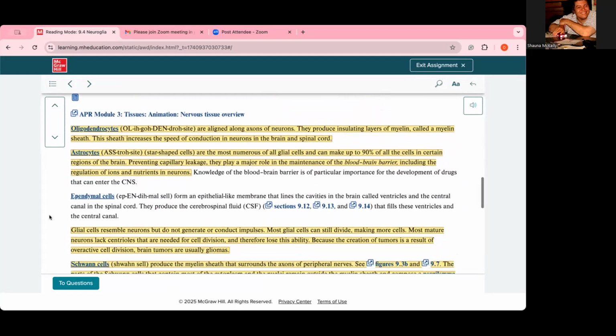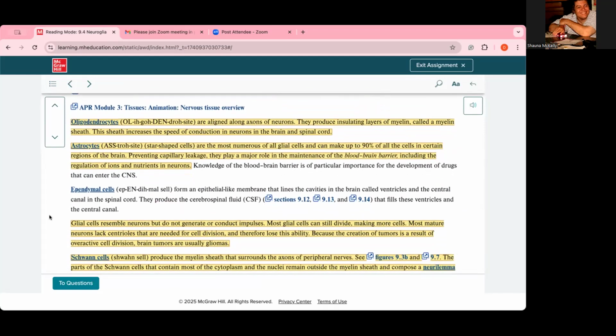Ependymal cells form oligodendrocytes are along the myelin sheath. Glial cells resemble neurons, but do not generate or conduct impulses. Most glial cells can still divide, making more cells. Most mature neurons lack centrioles that are needed for cell division and therefore lose this ability.